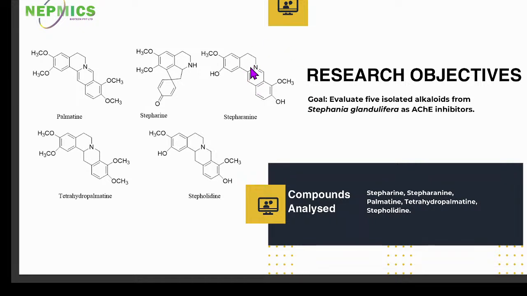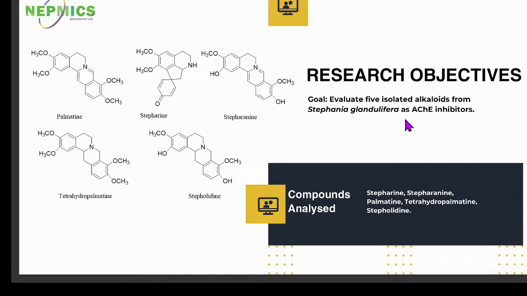So we have isolated three different classes of alkaloids from a single plant, and this work of isolating these five alkaloids from Stephania glandulifera has been done for the first time around the world. Actually, they are not novel compounds, but we have isolated these compounds from Stephania glandulifera for the first time. And in this in silico work, the main objective is to evaluate these five alkaloids.